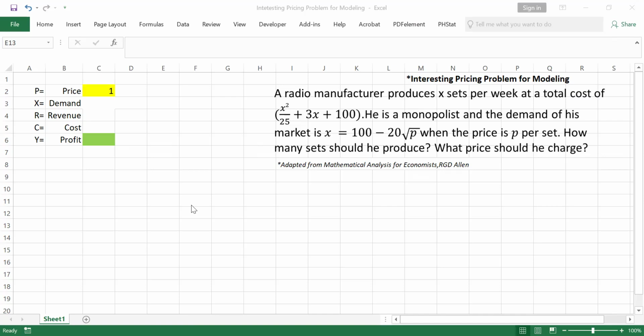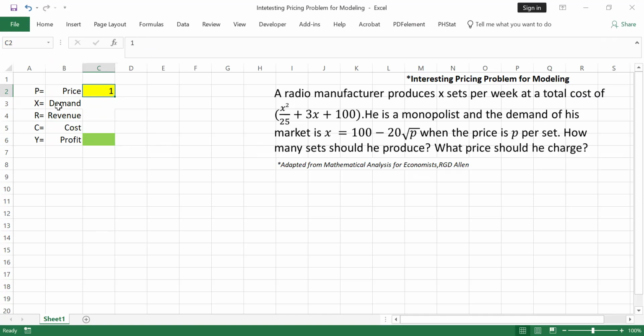So let me model this now. I designate P as the price, X is the demand, R is the revenue, C is the cost, Y is the profit. So price, demand, revenue, cost, profit. And in the yellow color, I put a trial value 1 as a starting point. And this is the variable cell. We will have to identify the optimal price that will maximize the profit. So I just enter a trial value. Doesn't matter, you can enter any trial value you like.